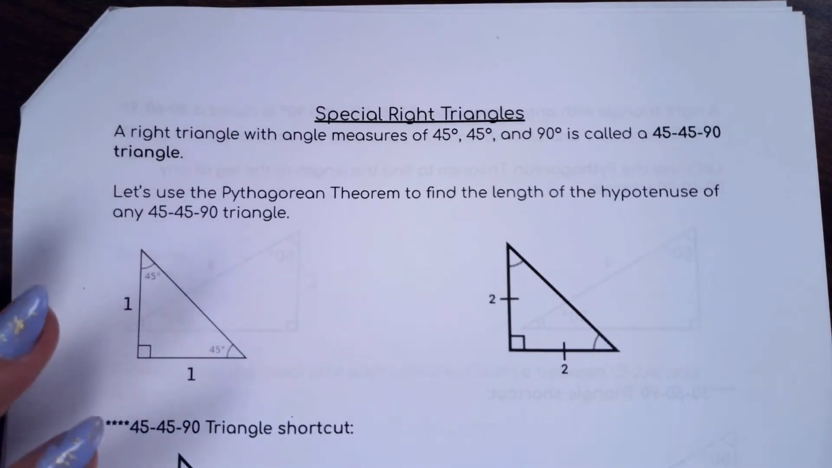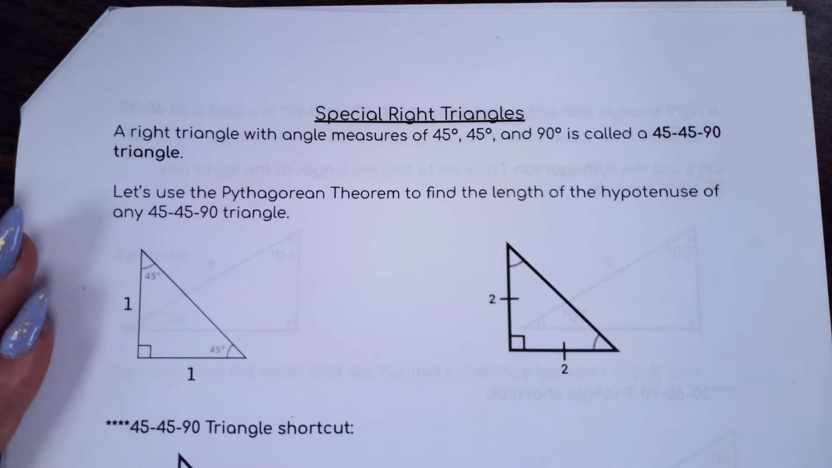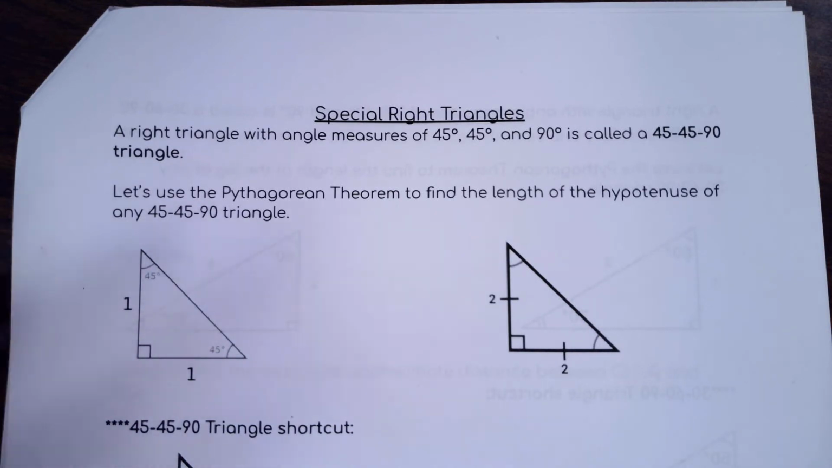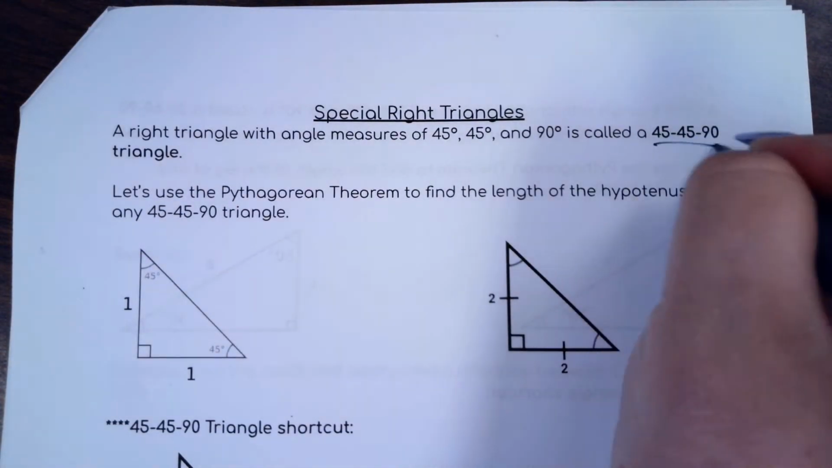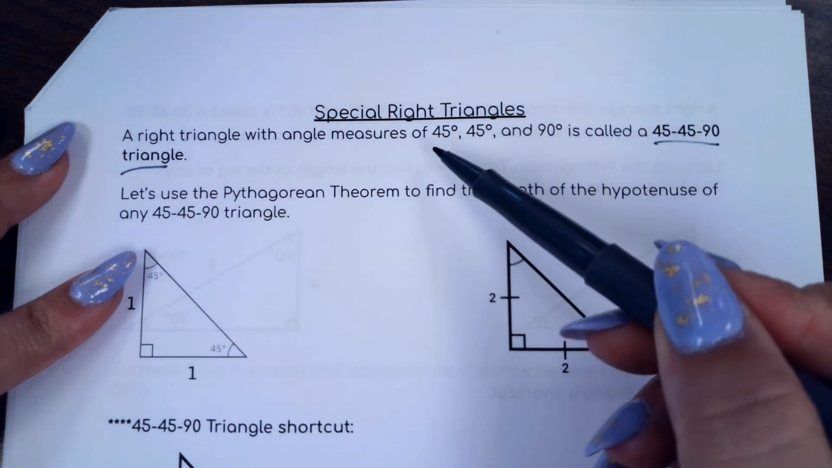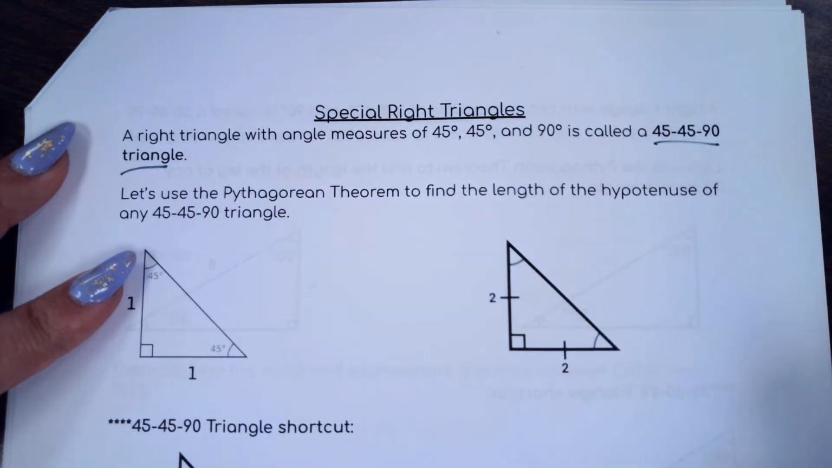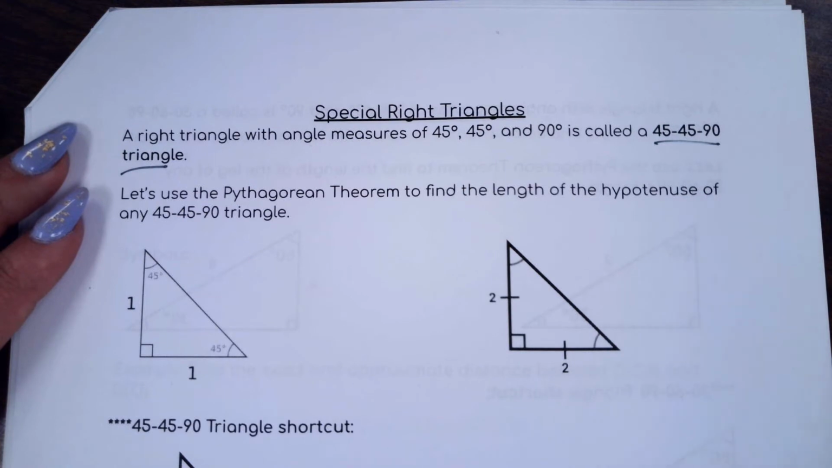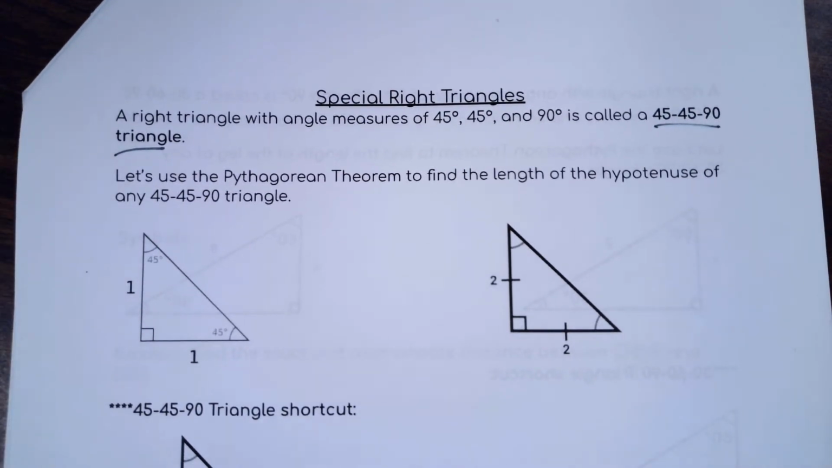Today, we are going to continue talking about right triangles. Well, we're going to talk about two special cases of right triangles. Because they're special cases, instead of using the Pythagorean theorem, there are shortcuts that we can use to find the missing sides. The first special right triangle that we're going to talk about is called a 45-45-90 triangle. That is a triangle with angle measures 45, 45, and 90. Hence the name, right? So I'm going to walk us through discovering what this shortcut is.